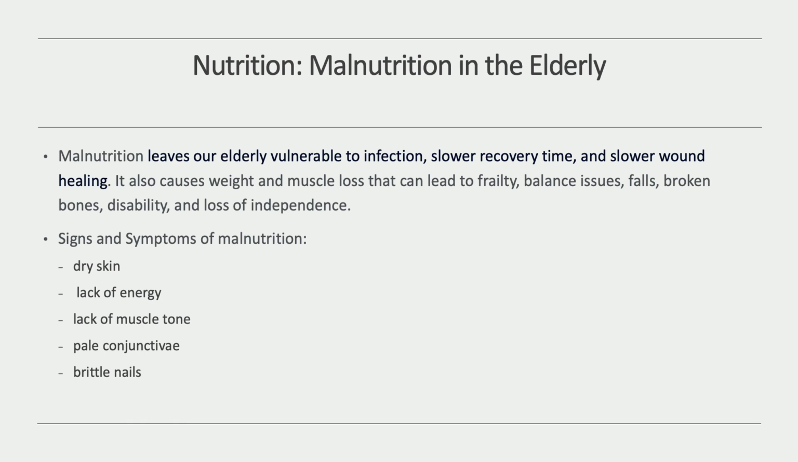Now, we're dealing with malnutrition in the elderly. There are very specific things that it could cause problems with. So they're going to be more vulnerable to infection. They're going to have slower recovery time, balance issues, falls related to dehydration. So what does that look like? Well, they're going to have dry skin, a lack of energy, a lack of muscle tone, pale conjunctiva, and brittle nails. Please understand what it means to be malnourished in the elderly. Please understand what it causes and what that can mean for the patient long term.